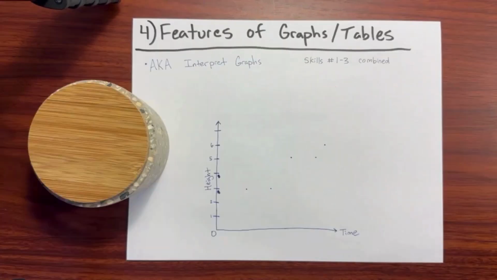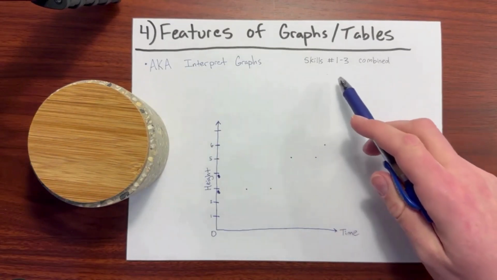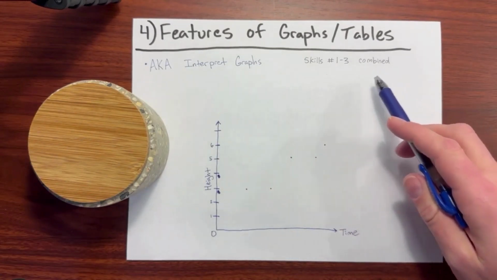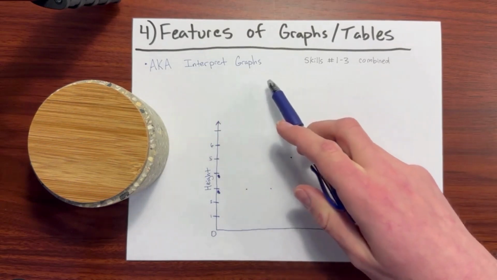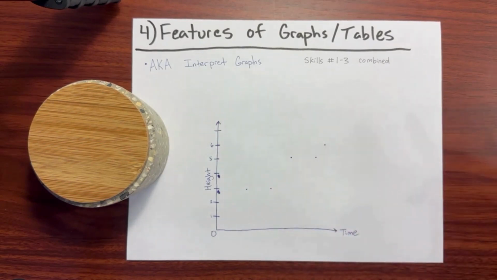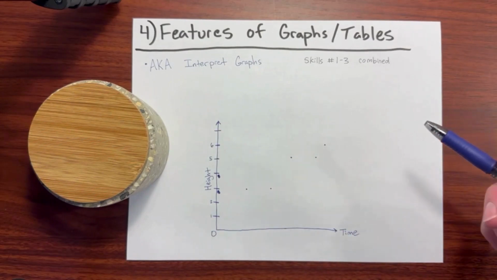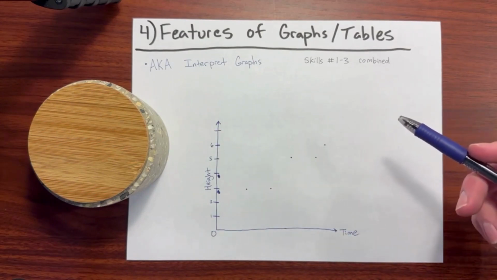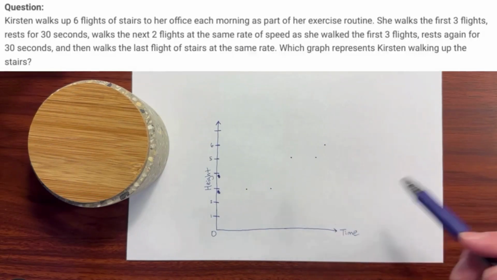Number 4, features of graphs and tables. With the knowledge of skills number 1 through 3 combined, we're going to be interpreting graphs or data points from tables that would be overlaid on a graph. So I am going to put up a sample question on the screen and read it out loud.